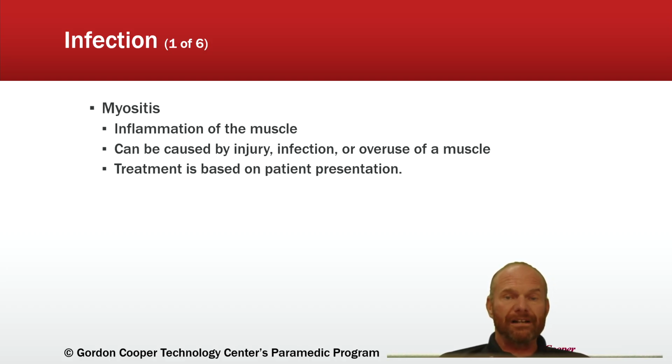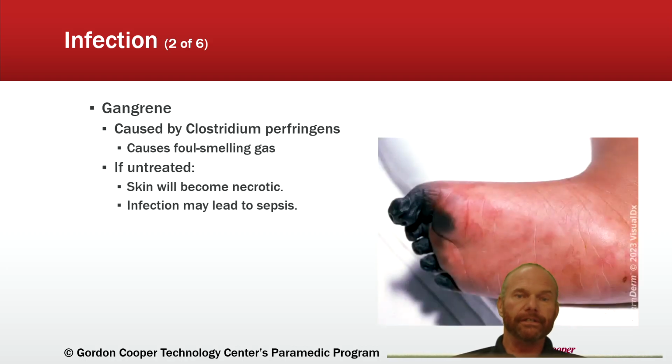So some of the things that we want to look for: signs of infection, muscle weakness, fatigue on exertion, and then that treatment just based on the patient presentation. Because we're talking about infections now. Gangrene, so that's just some dead tissue, like what you see there. So causes: injury, infection, long-term tobacco use.